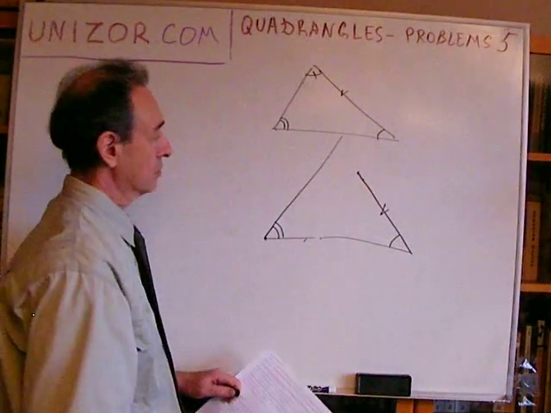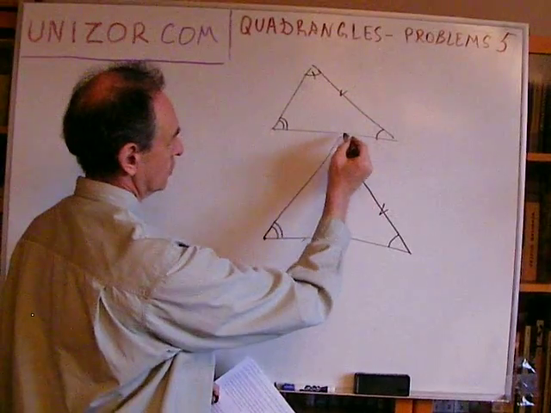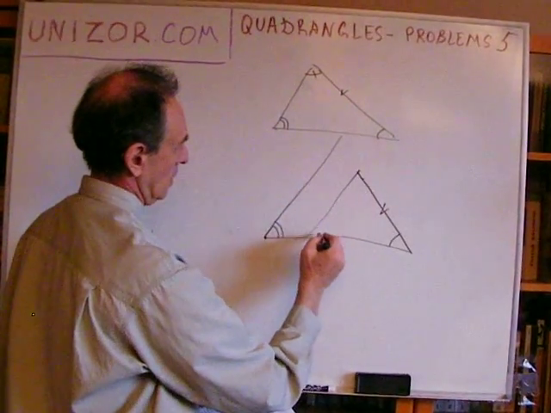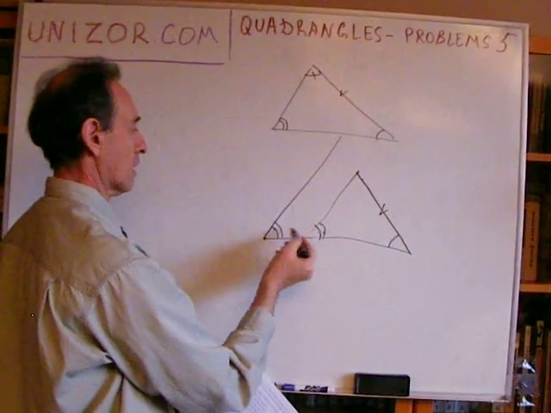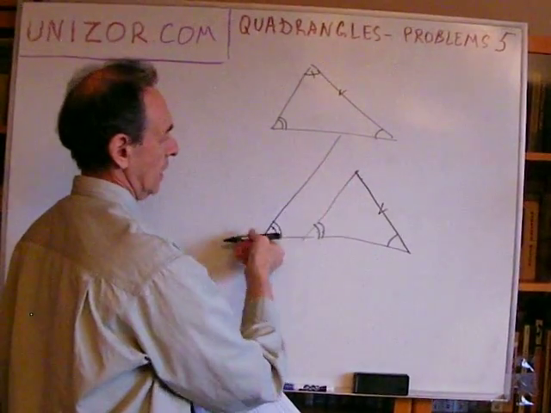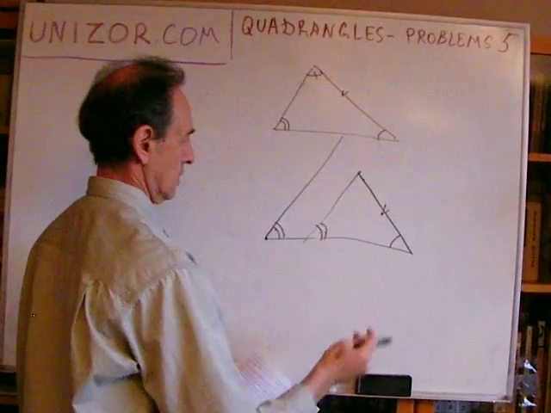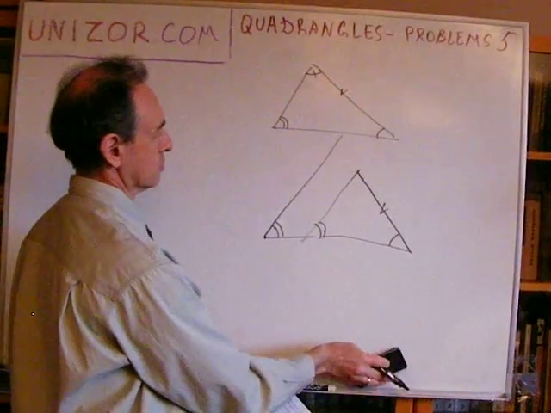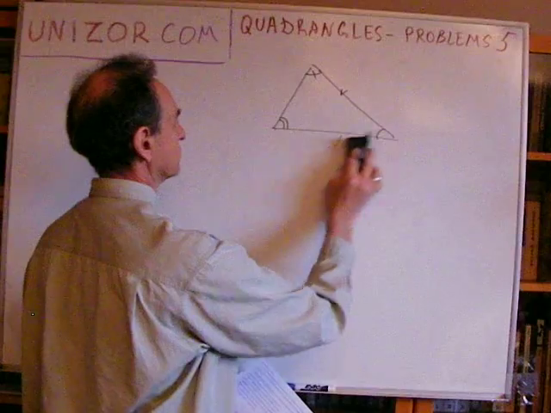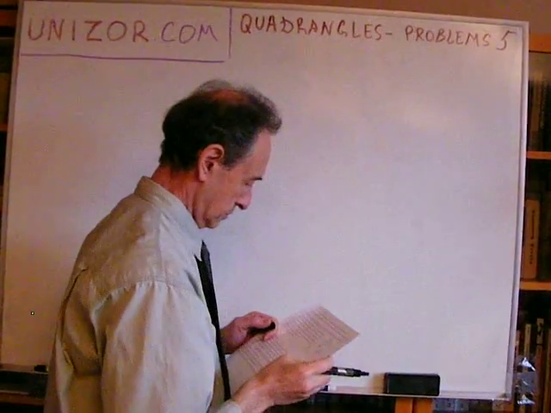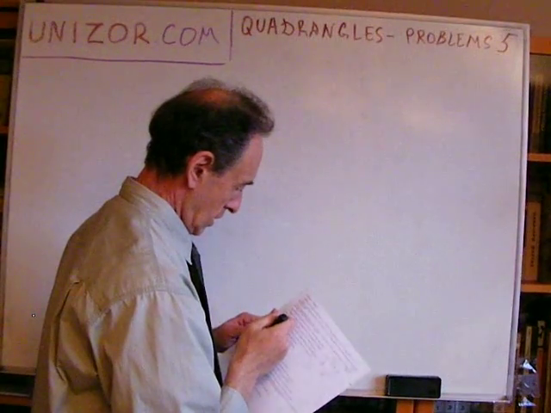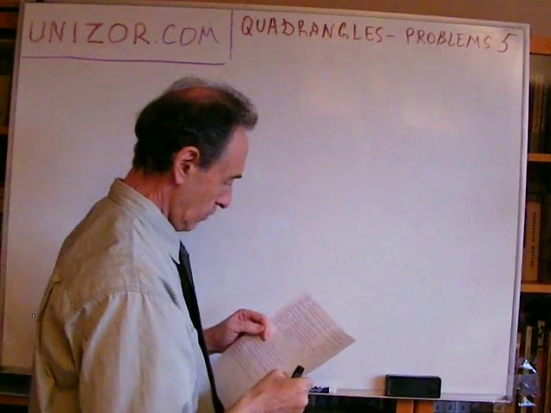Now what do? You have this line and you draw a parallel to this. And these angles will be congruent to each other because they are corresponding with these parallels and the transversal. Again, two different ways to solve this problem. Okay, what's next?